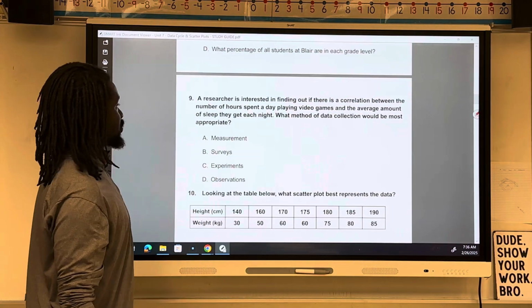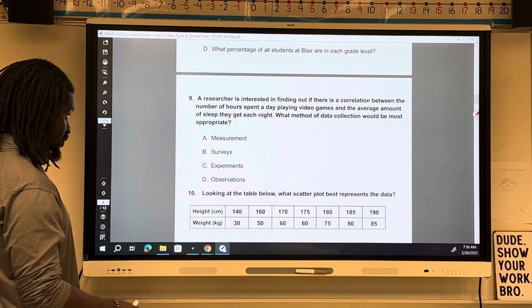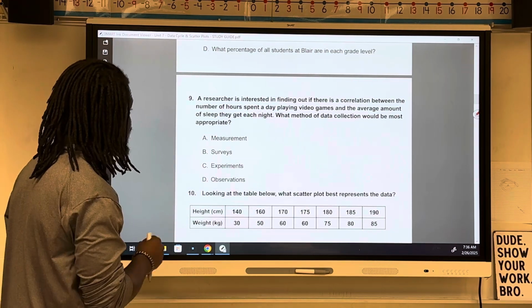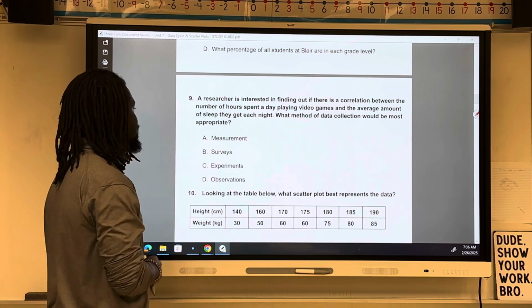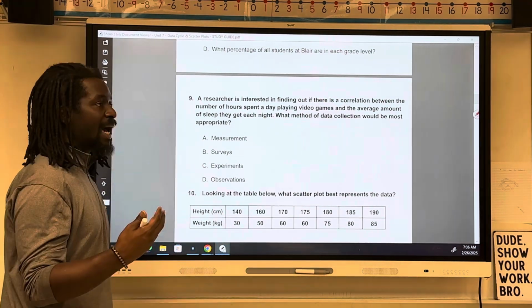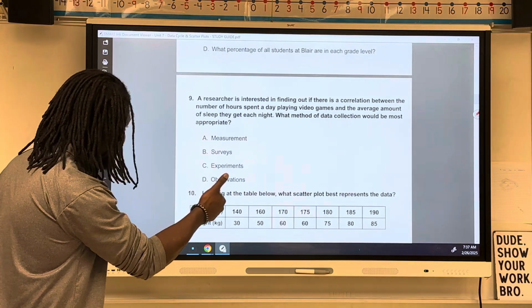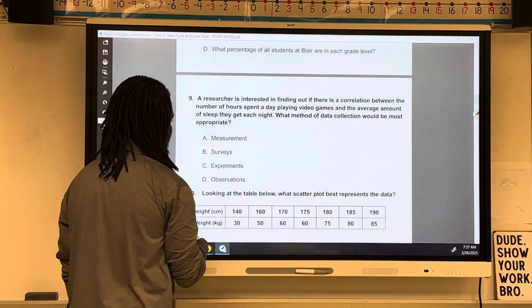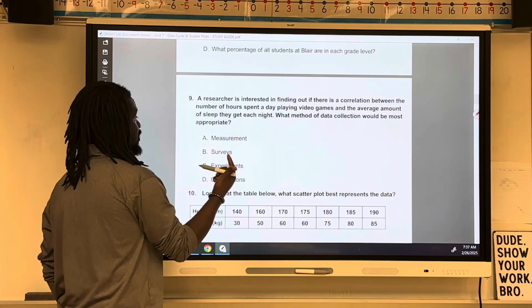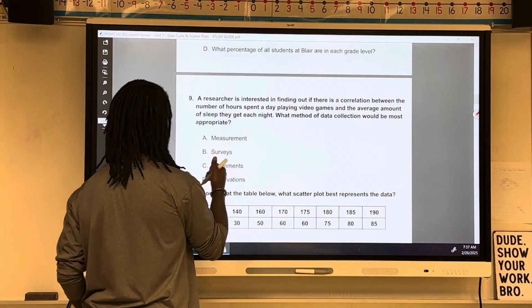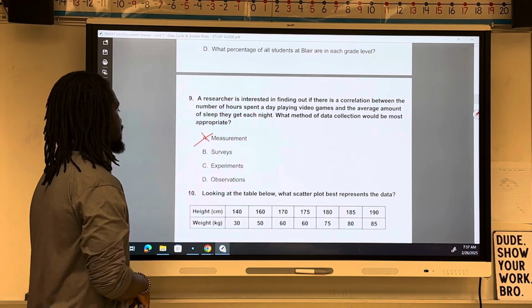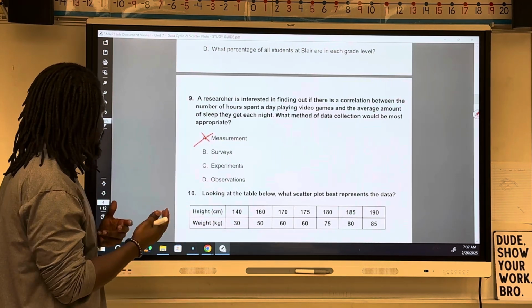All right, a researcher is interested in finding out if there's a correlation between the number of hours spent playing video games and the average amount of sleep they get each night. What method of data collection? So you're collecting data. How would you collect how much sleep people get and the amount of video games? Well, to measure that, I don't know what technology requires, measuring sleep, maybe just a watch or whatever, but that's probably not the best way to collect information.